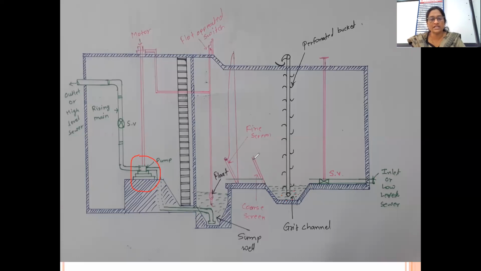Now, after that, here you can see this is a coarse screen. What is the function of coarse screen? It will remove the larger size floating particles like the plastic carry bags, paper, broken pen, whatever be in a floating matter, but it is large enough. So with the help of coarse screen, you can remove these larger particles.